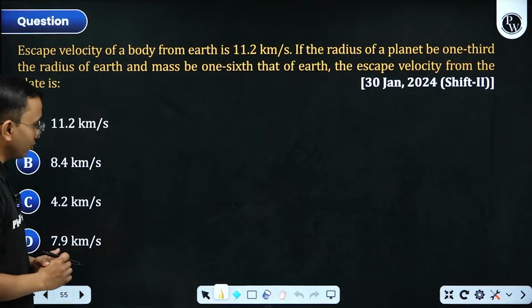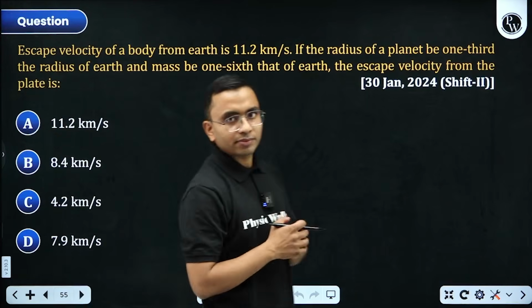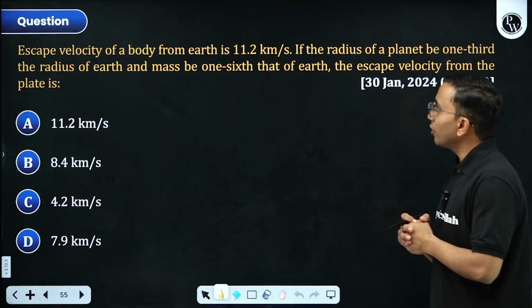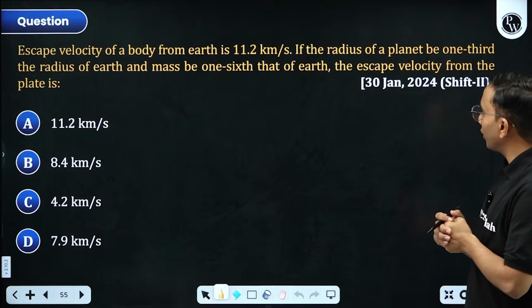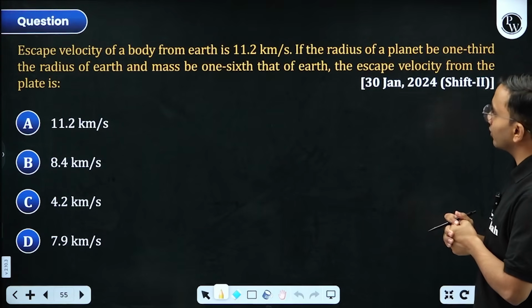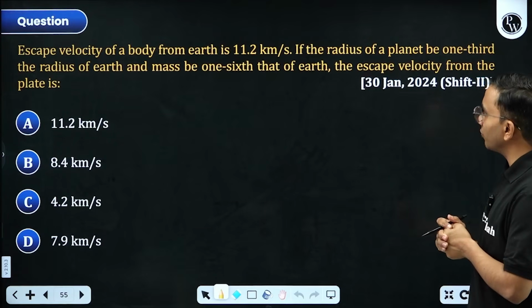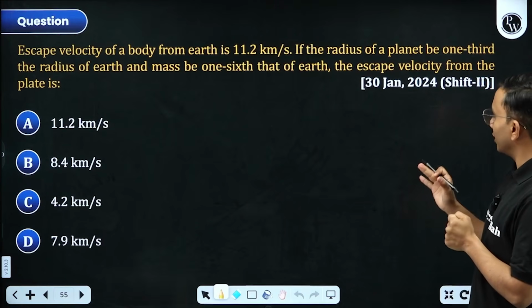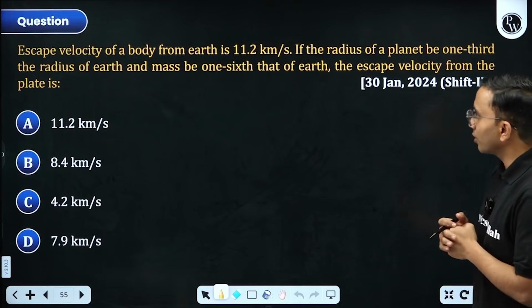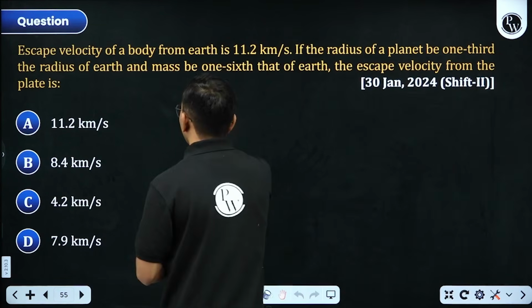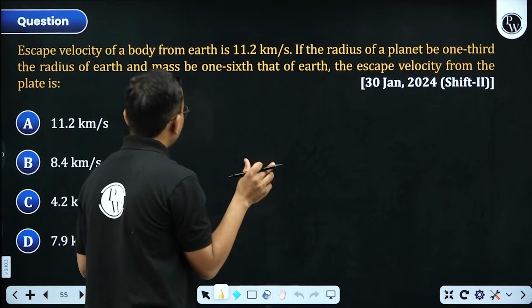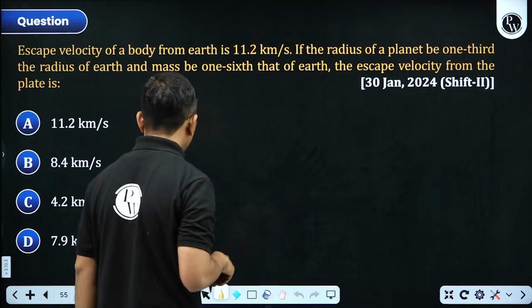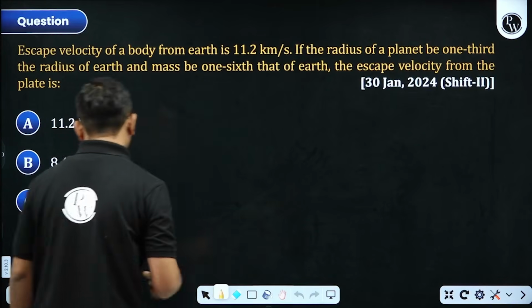Questions. Coming to the questions. Let us read. Escape velocity of a body from Earth is 11.2. If the radius of the planet is 1/3 of the radius of Earth and mass is 1/6 of the mass of the Earth, the escape velocity from the planet is. Okay, mass is changing and my radius is changing, and accordingly we need to find escape speed.